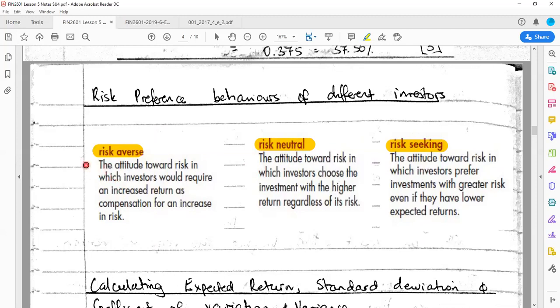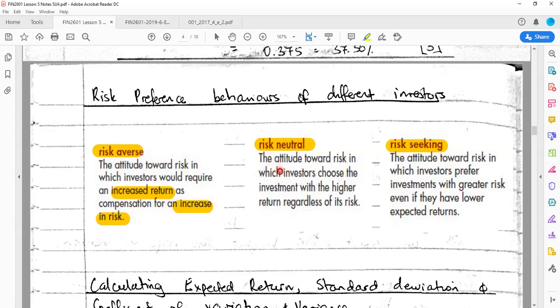Risk-averse means the attitude of that investor toward risk, in which investments would require an increased return as compensation for an increase in risk. So when a financial manager is risk-averse, it means they require an increase in return whenever risk increases. In simple words, a risk-averse financial manager is a manager who requires an increase in return for an increase in risk.